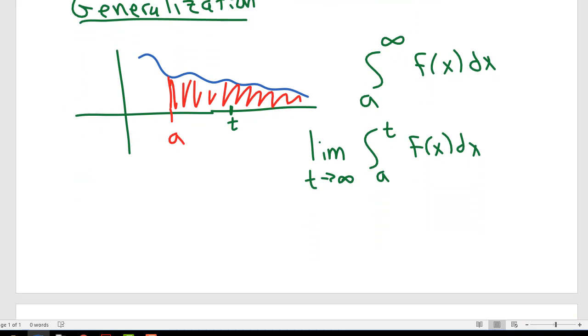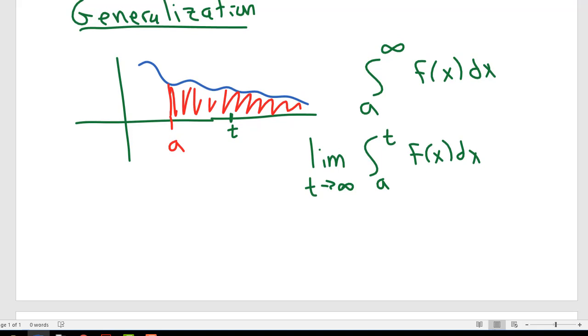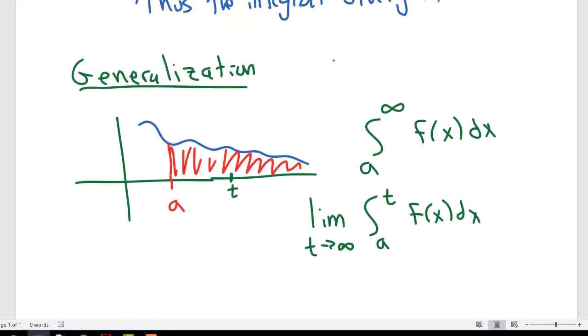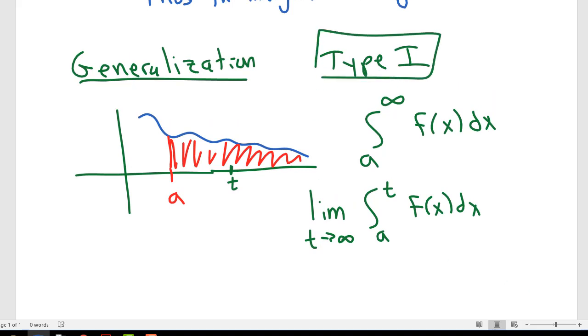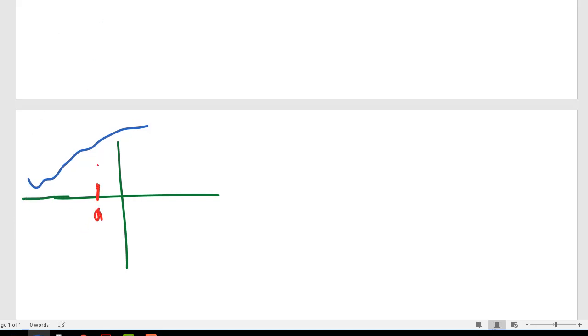Oops, I forgot to write up here that this is what we would call a type 1. This is a type 1 improper integral. Type 1's basically means I have a horizontal asymptote. So if I look at some function f of x, let's say I have that, and then I am considering possible infinite area, let's say from a to negative infinity.